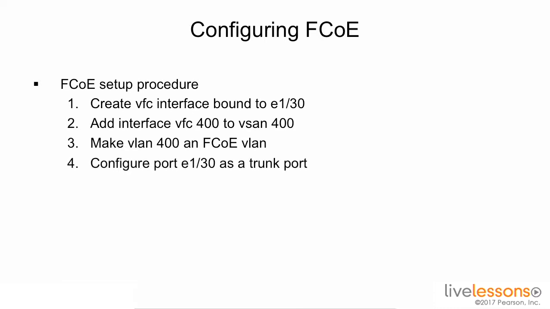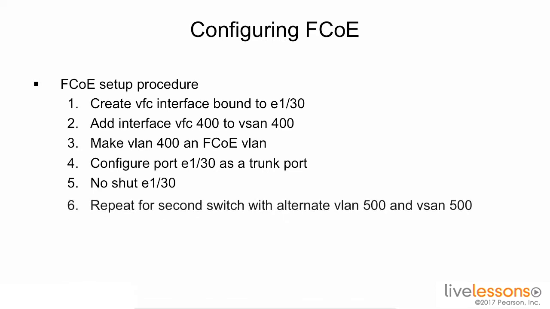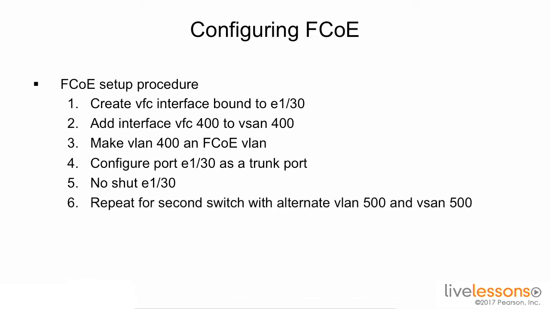Finally, we want to configure port 1/30 as a trunk port, and we want to make sure that our FCoE VLANs and our data VLANs are allowed on that port. And then we want to go ahead and bring up that port, and we repeat the process on the second side, Nexus 5548B, with VLAN 500 and vSAN 500 to maintain our Fabric A and Fabric B scenario. Let's take a look at the switches.